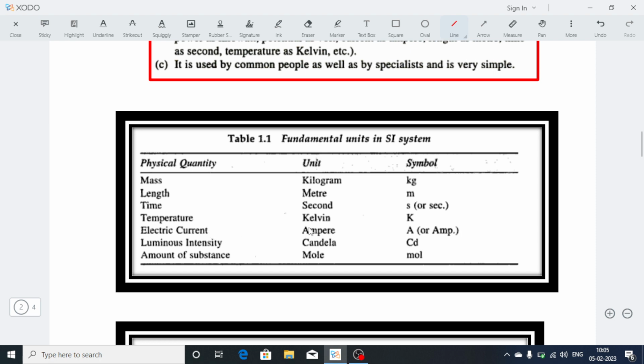Electric current unit is ampere, symbol is A. Luminous intensity unit is candela, symbol is cd. Amount of substance unit is mole, symbol is mol.